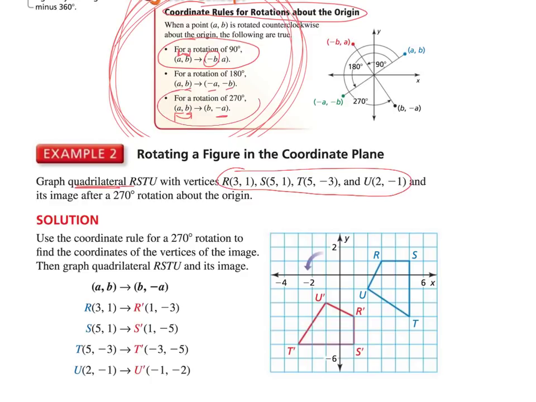Here's the property we'll be applying here. They take every point and apply the property. They switch the values and make the a value negative, which is what they did with all of these here. Then you just plot your new quadrilateral. That's all there is to it. Really simple once you get the hang of it.